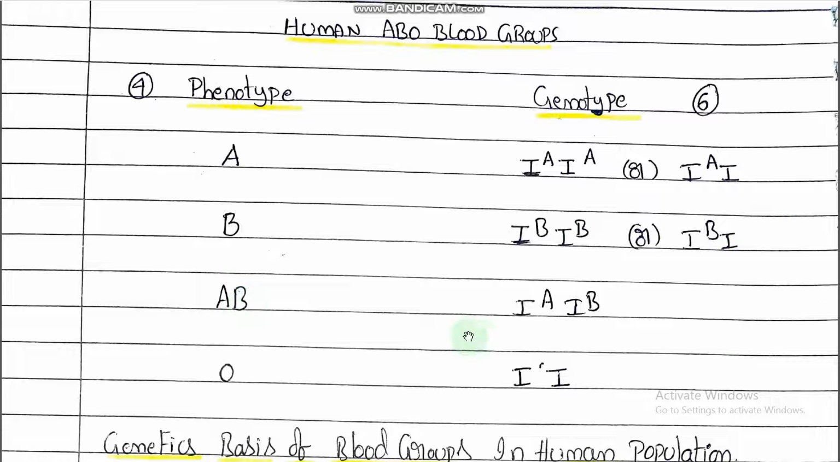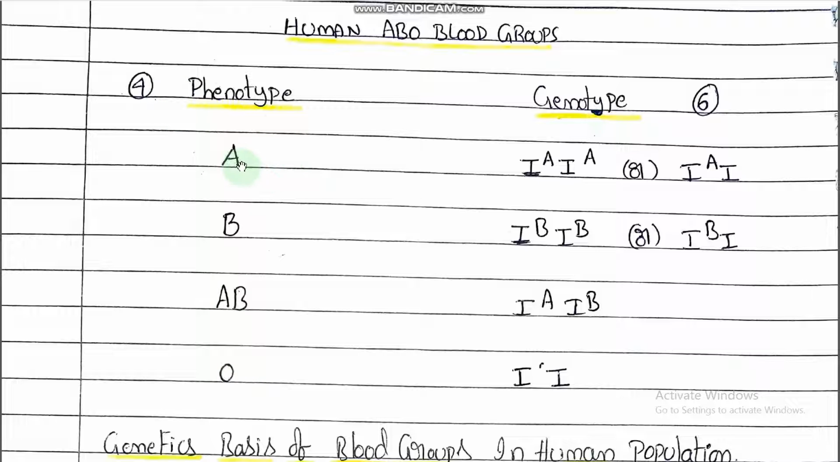So AB blood group, only one genotype combination is possible, IA and IB. So this is AB blood group. What about O blood group? Both are small i's only. Why? Whenever the recessive trait is phenotypically expressed, two recessive alleles should be present. So when both are small i's, only then the persons are O blood group. Now we got it or not, right?